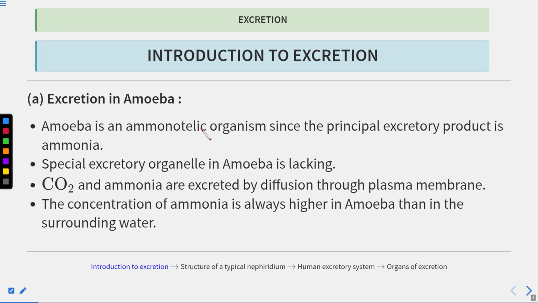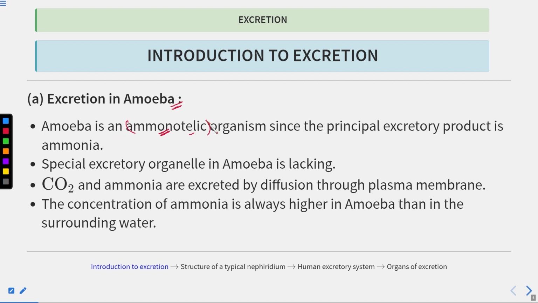Now let's talk about excretion in amoeba. Amoeba, you already know, is a unicellular organism. It is a very primitive organism and it has a very simple structure, a very simple organization. If we talk about excretion in amoeba, they are known as ammonotelic organisms. So excretion in amoeba, you can say, is ammonotelism.